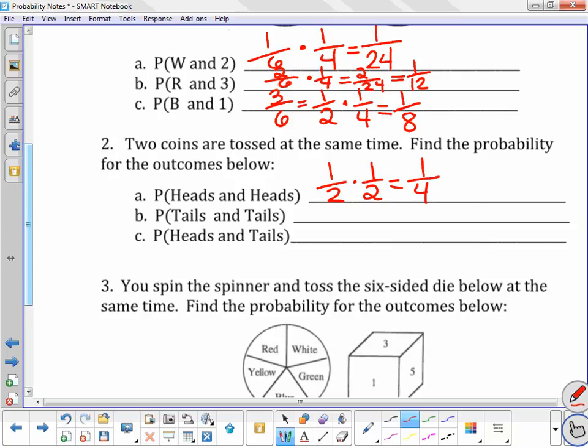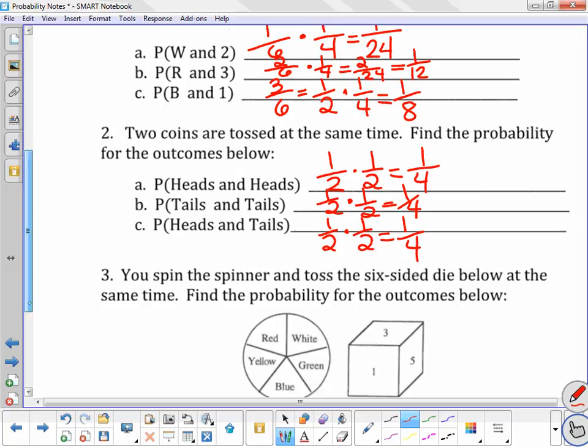The probability of tails and tails, it's the same exact thing. You have a 1/2 chance of getting tails, and you have a 1/2 chance of getting tails on the second toss. So this is equal to 1/4. And guess what? This last question is the exact same thing. Probability of heads is still 1/2, and the probability of tails is still 1/2. 1 times 1 is 1, and 2 times 2 is 4.